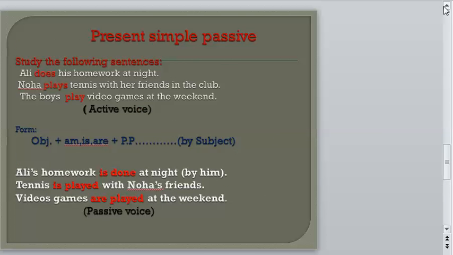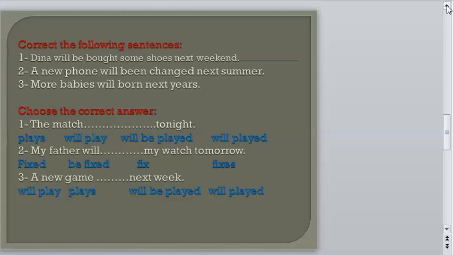Here, we have activities to practice what we took. The first activity is correct and the second one is choose. We will take the first one here and there, and then the rest will be assignment. Please do it after studying hard. The first one, incorrect: Dina will be bought some shoes next weekend. This is wrong. Where is the mistake here? Excellent. Will be bought. The correct one is will buy.